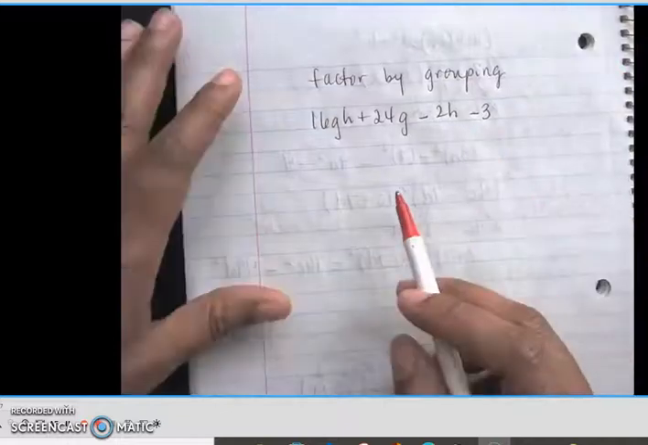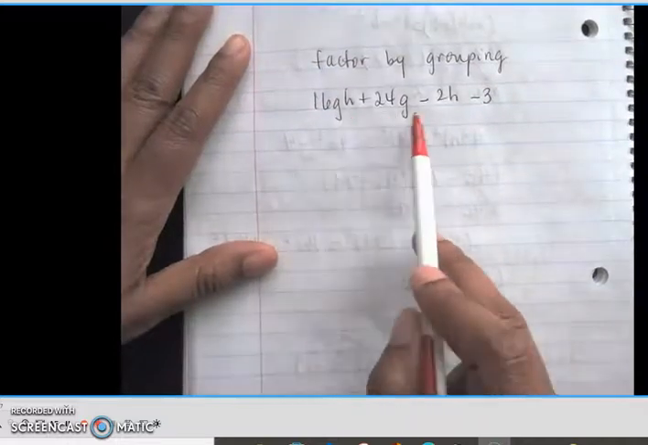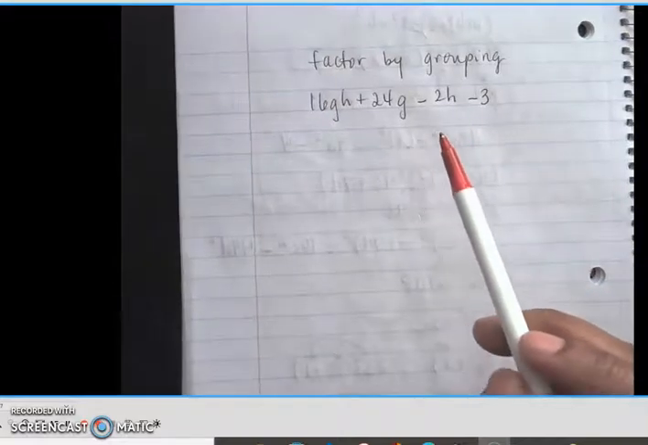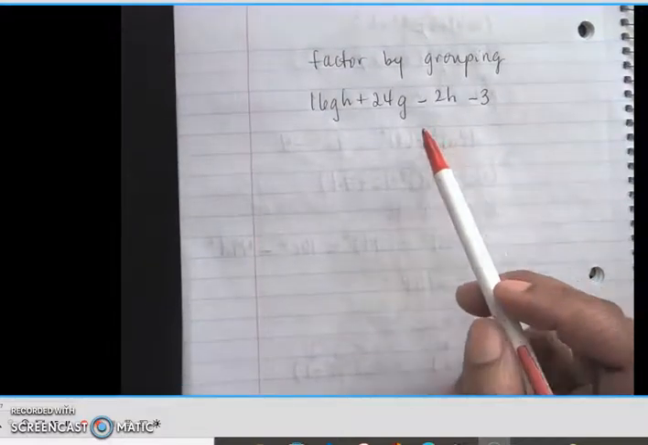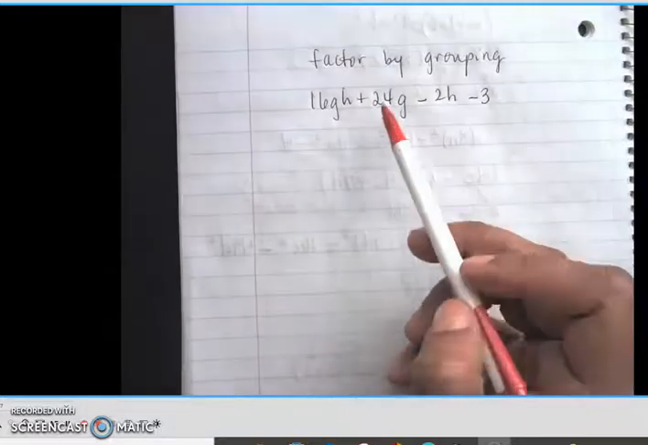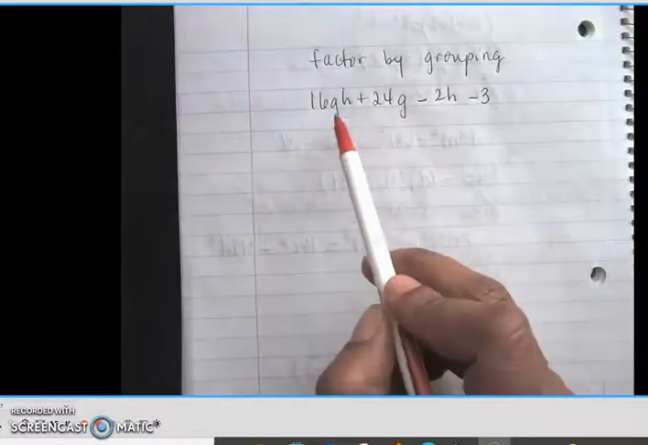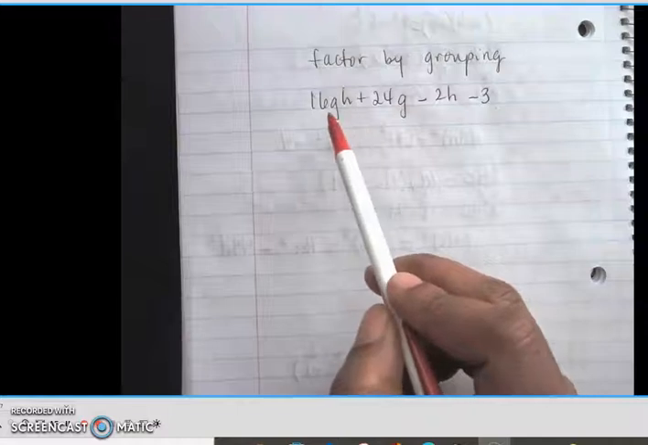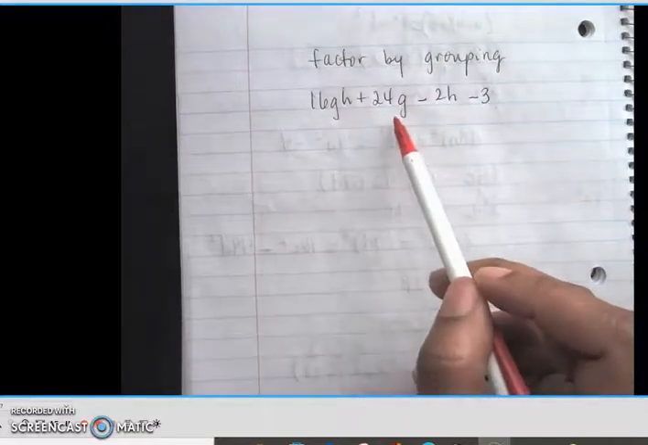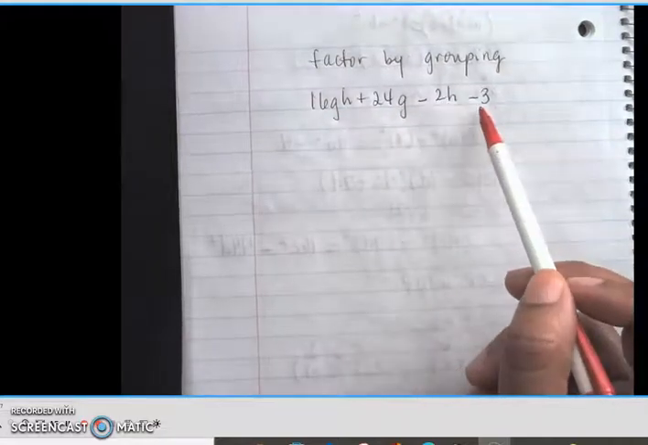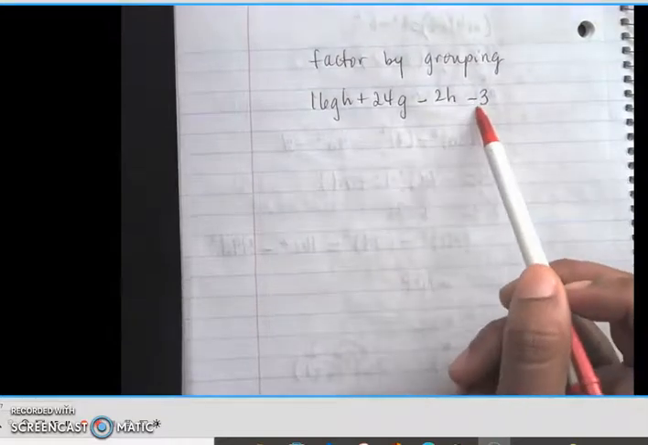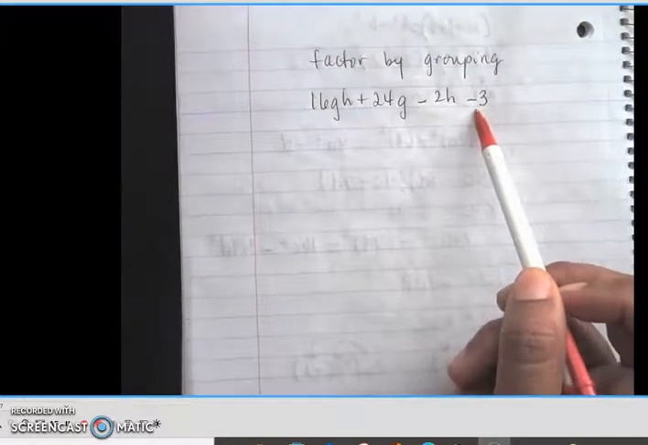Okay, so 90% of the time, the person right next to it is the best one to pair with. However, there are times that you've got to try different groups together and then see if you get a match. So again, we could try these 2 and we say, oh look, 16 and 24, what's their greatest common factor? I believe it would be 4, 1 g and 1 g. But then when you think of negative 2h and negative 3, see, these don't have anything in common. So we're going to pair them up a little differently.